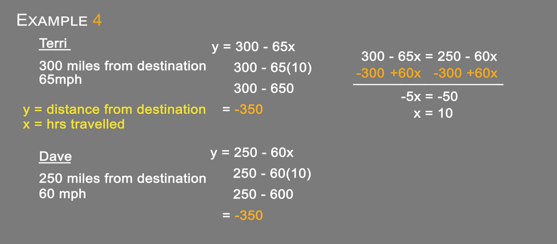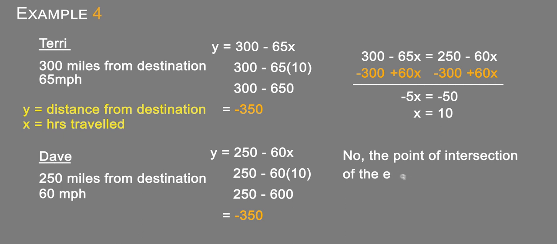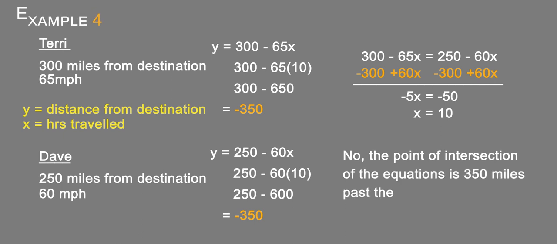But they can't be negative 350 miles from the destination because they will have traveled past Grandma's house. So no, the point of intersection of the equations is 350 miles past the destination.